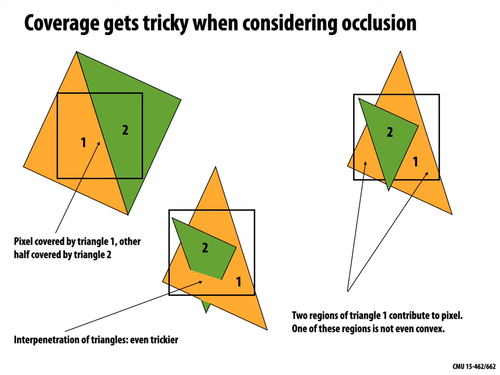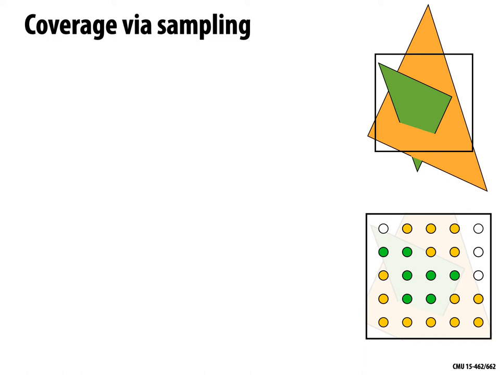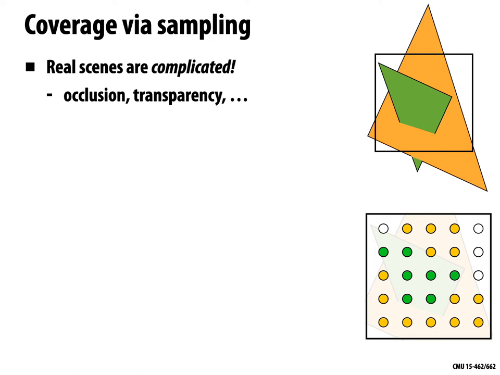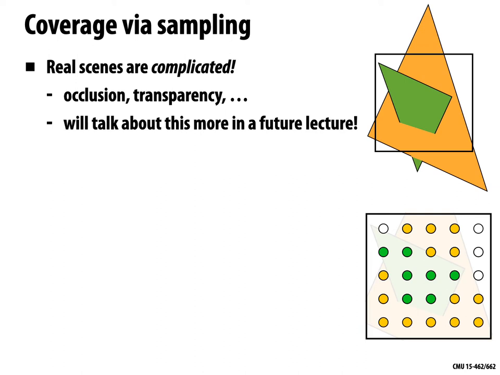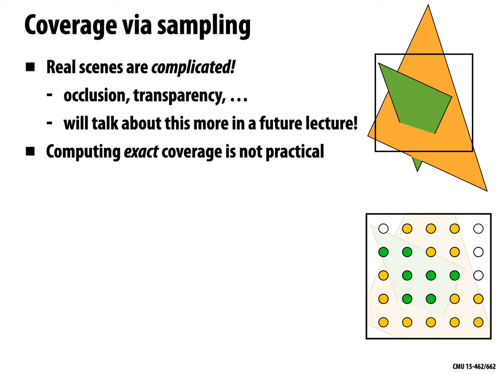So our basic strategy is to acknowledge that real scenes are very, very complicated. As we've just seen, we can have occlusion, which can make it hard to figure out these exact fractions. We can have transparency. So if these are both semi-transparent triangles, what do we mean by covered? And we'll talk a lot about these different complexities in the future, but the main point is that computing the exact fraction of coverage is really not practical.